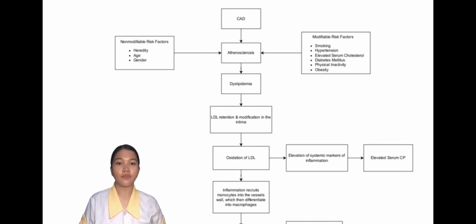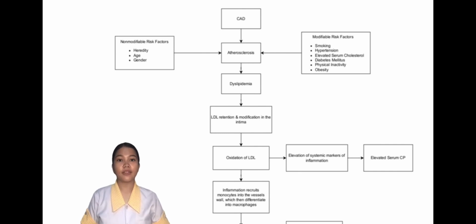While the causative agent for this disease is atherosclerosis. So when we say atherosclerosis, it is the buildup of fats, cholesterol, and other substances on the artery walls. So this buildup is also called plaque. The plaque can cause arteries to narrow, blocking blood flow. And what happens after this is there will be dyslipidemia. When we say dyslipidemia, it basically refers to abnormal levels of lipids in the bloodstream.